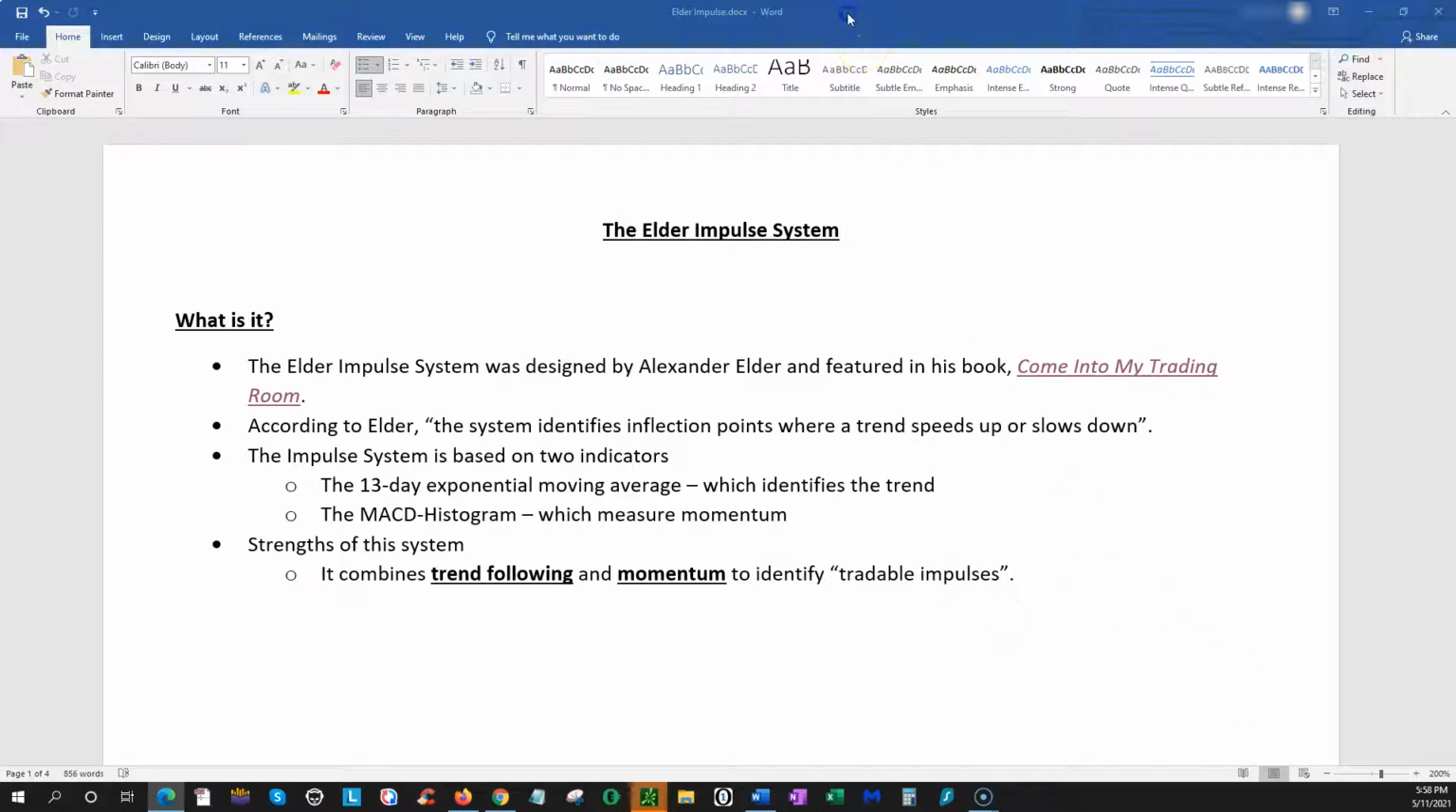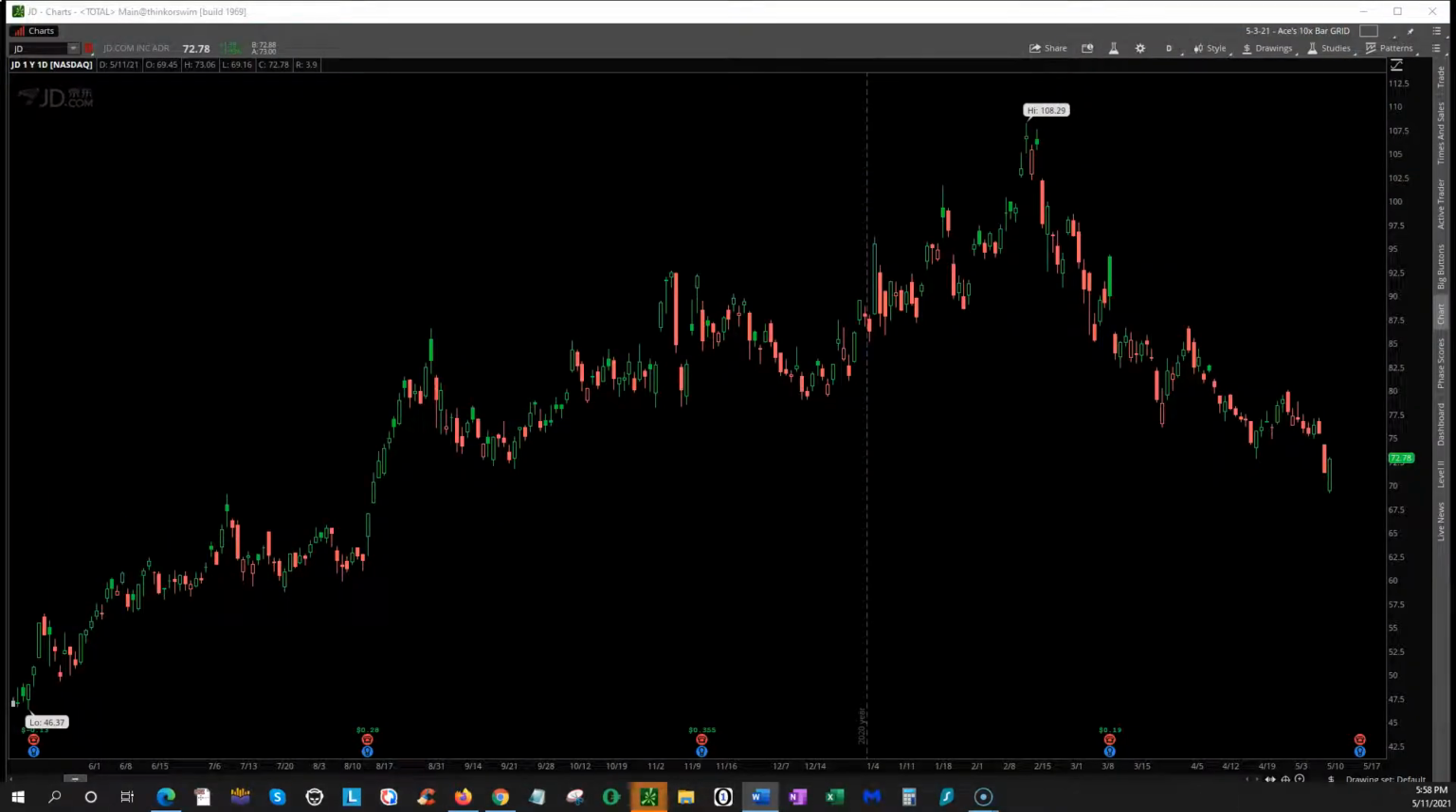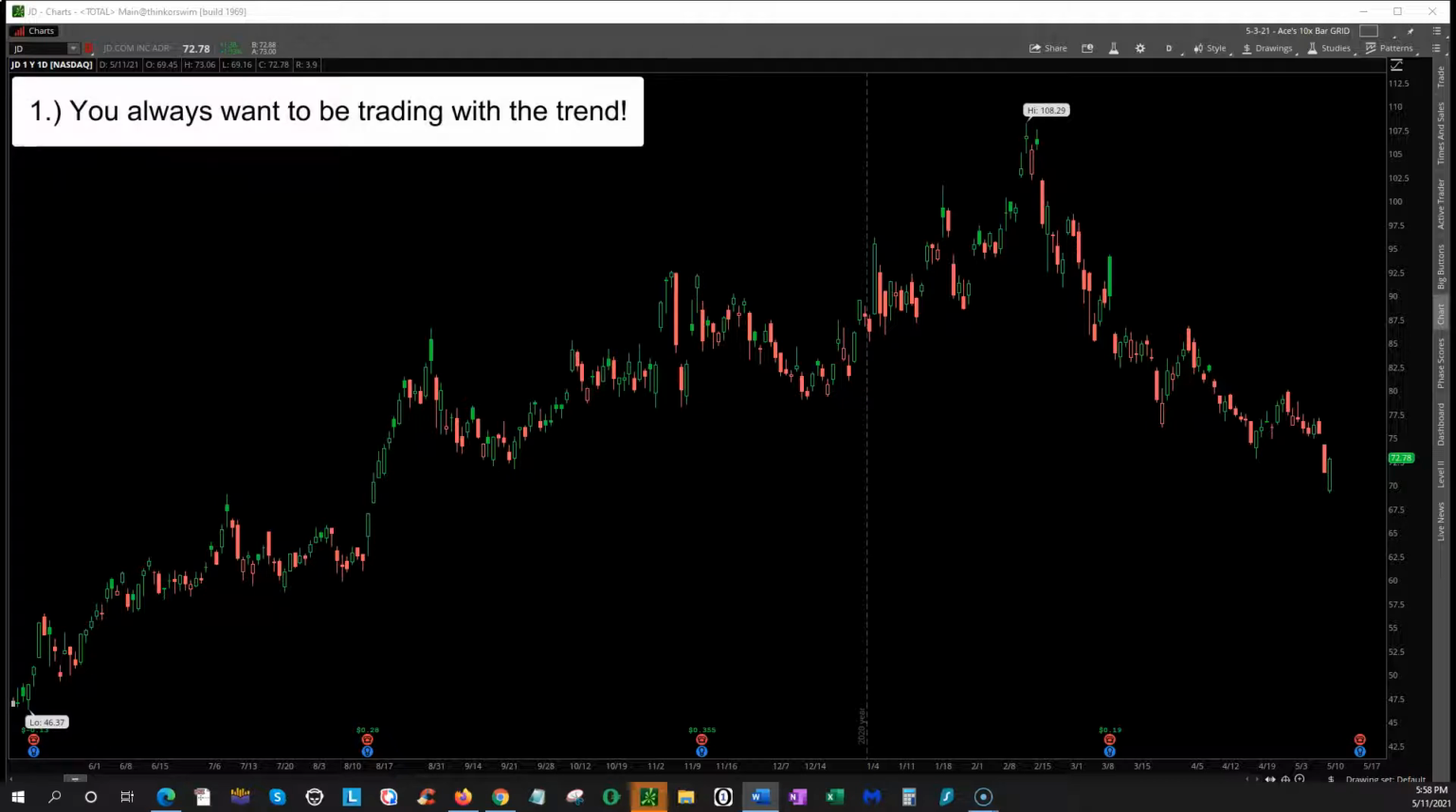So, without further ado, let's go ahead and take a look at the charts. I am in Thinkorswim, which is my charting platform. And the first thing we're going to do is talk about the rules, because of course there's always rules, and this system's no different. So first and foremost, this is a trend following system. So you always want to be trading with the trend.